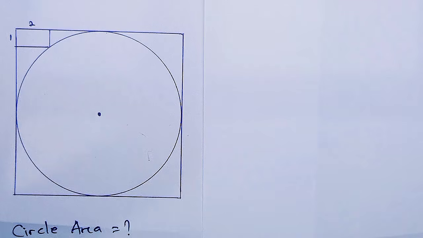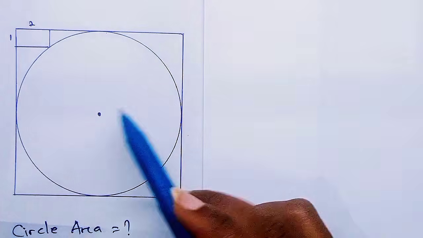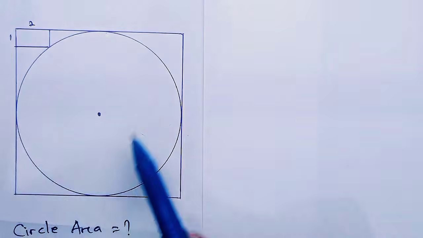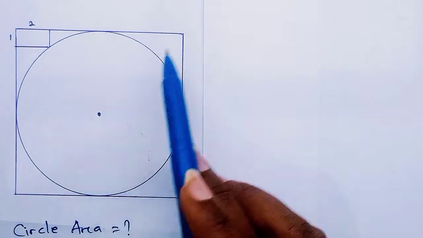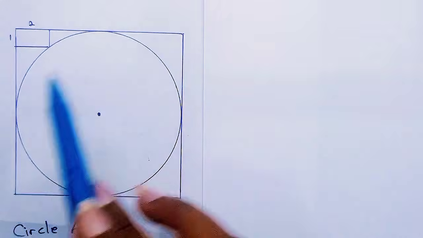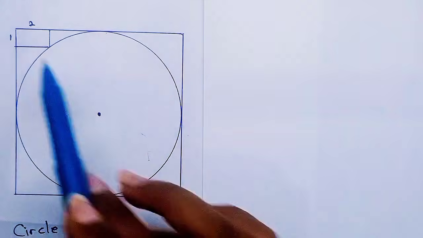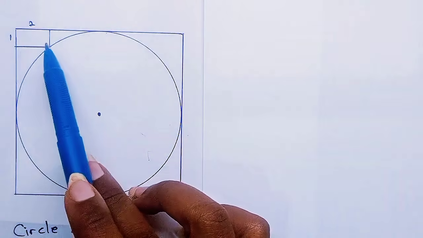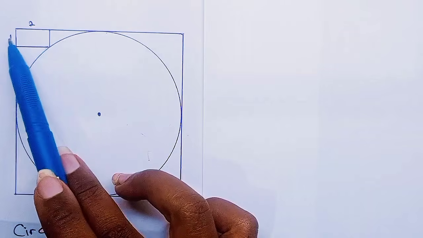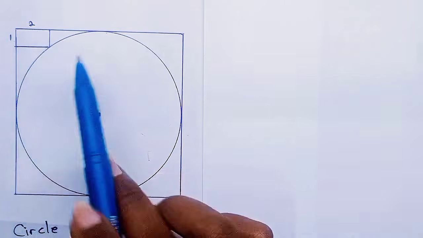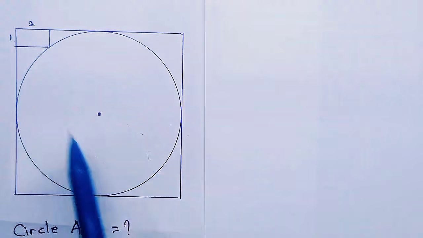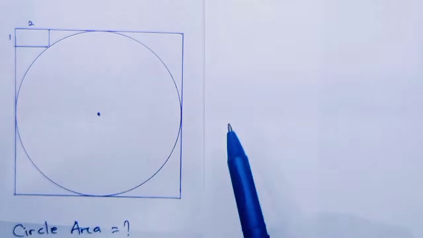In this figure, we are required to find the area of this circle here. So we have a circle and then it is inside a square, okay? The circle touches all the sides of the square and we have a small rectangle at this point where its width is 1 and its length is 2. So with that information, how can we find the area of the circle?